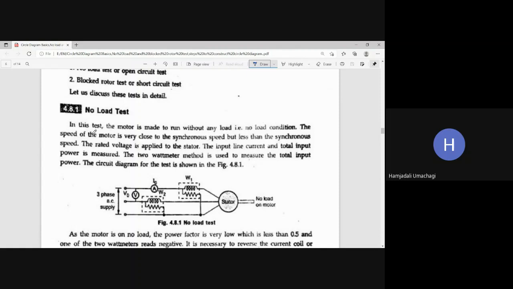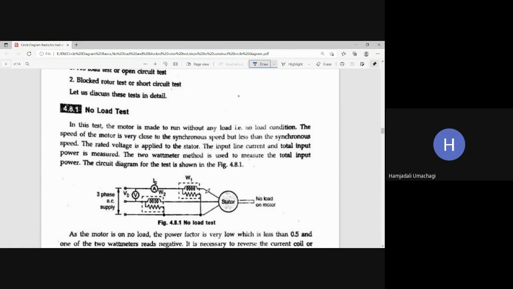The speed of the motor is very close to the synchronous speed, but less than the synchronous speed. So here we should maintain the speed very close to the synchronous speed, but it should be slightly less than synchronous speed. So for example, if synchronous speed is 1500, you can make the machine run up to 1495. Likewise, it should be very close to the synchronous speed, but it should not be equal to synchronous speed. Then the rated voltage is applied to the stator, and the input line current and total input power is measured.